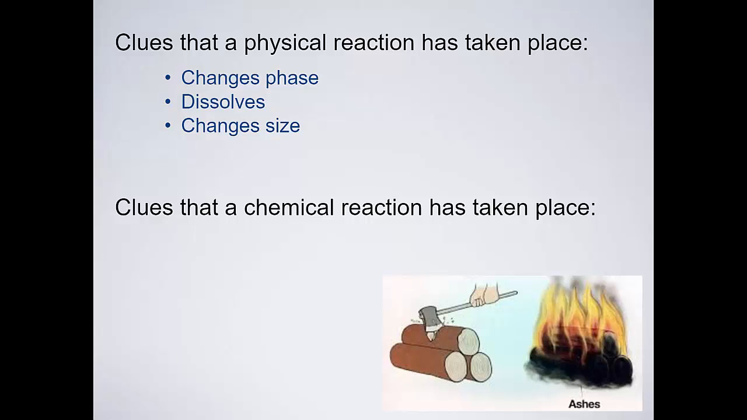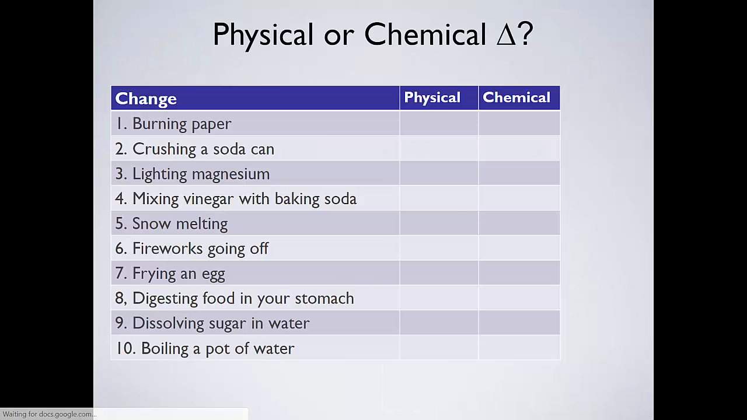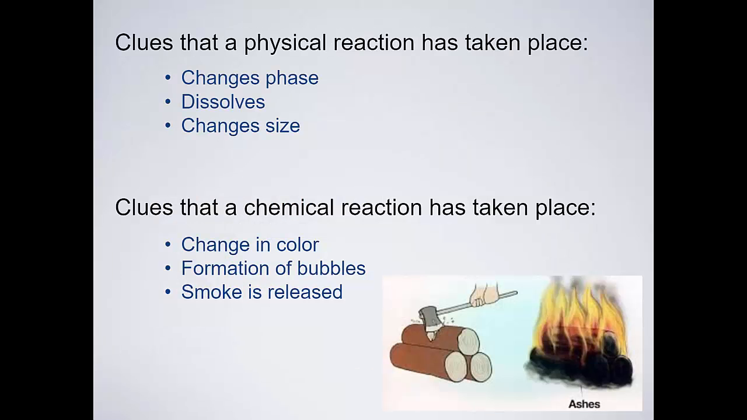Clues that chemical changes are taking place: changes in color, bubbles form, smoke is released. Those are some signs that a chemical change is taking place. Think of rusting or burning the paper.